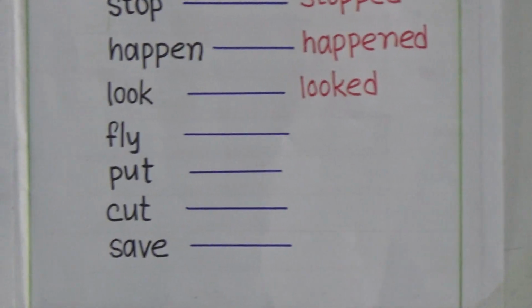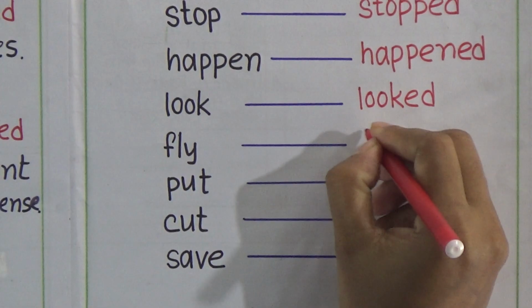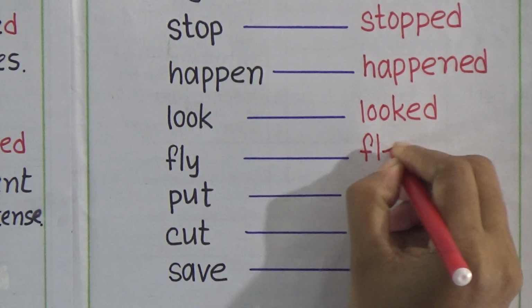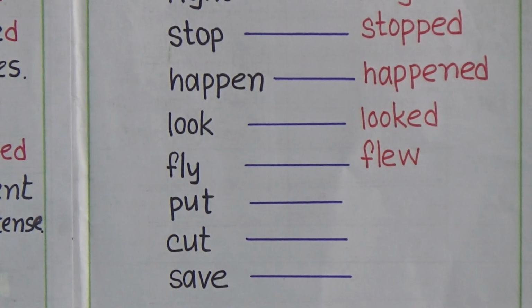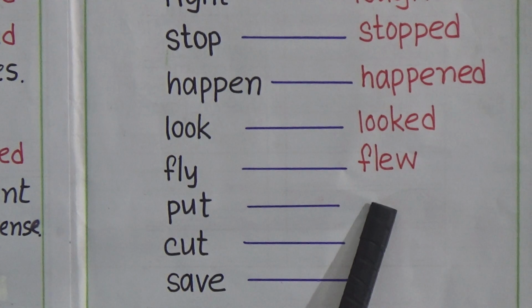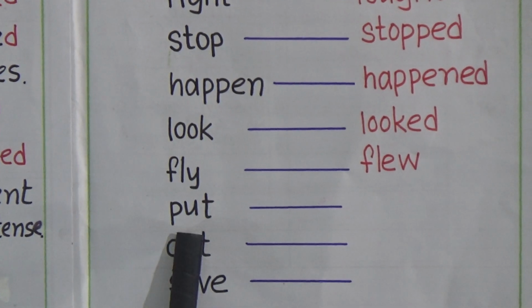Look, looked. Now come to the next number, fly. The past form of fly is flew. The spelling is F-L-E-W. Flew. Fly, flew.